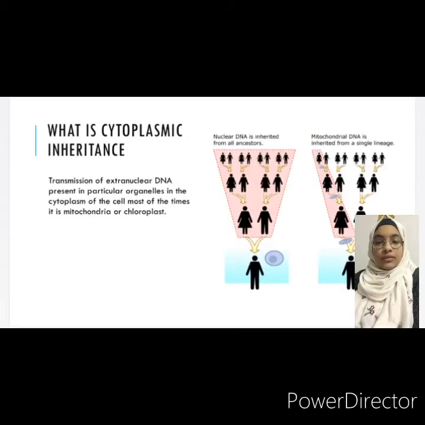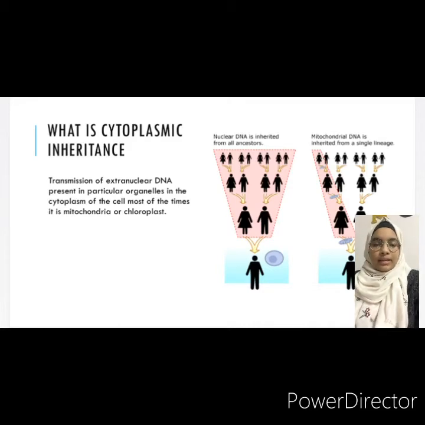Moving on to the definition of cytoplasmic inheritance, which is the transmission of extranuclear DNAs present in certain organelles in the cytoplasm into the daughter cells. Most of them are present in organelles such as mitochondria and chloroplast. The main difference between the extranuclear DNA and the nuclear DNA is that the extranuclear DNA has a random separation among the daughter cells.